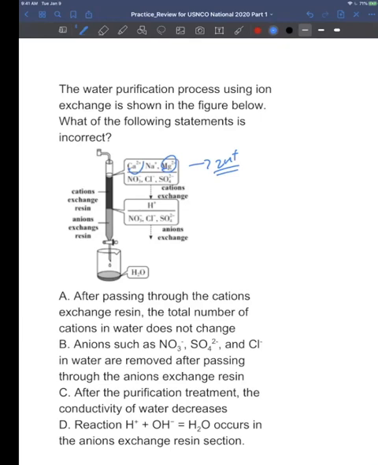A lot of you chose C. I didn't quite get it. Obviously, the conductivity of water will decrease because there is a neutralization reaction in the anion exchange part, right? And water is a super weak electrolyte, which means the conductive ions are gone, changed into water, right? Do you like this question? I think it's a good one.